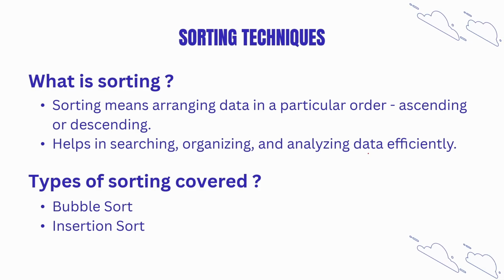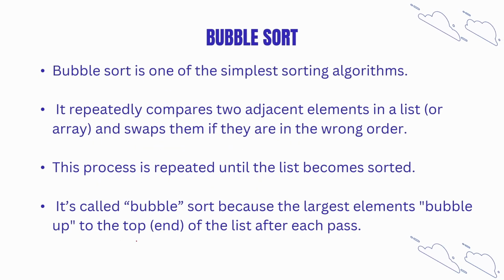In this chapter we'll be covering two types of sorting techniques, bubble sort and insertion sort. First, we'll be looking at bubble sort. Bubble sort is the simplest sorting algorithm. In bubble sort, it repeatedly compares two adjacent elements in a list and swaps them if they are in the wrong order.